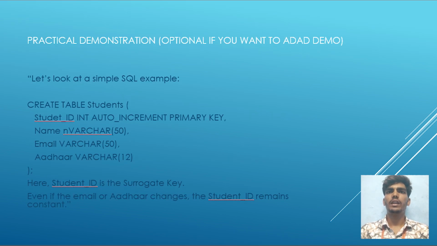Let's look at a simple SQL example. Here student ID is a surrogate key. Even if the email address changes, the student ID remains constant.